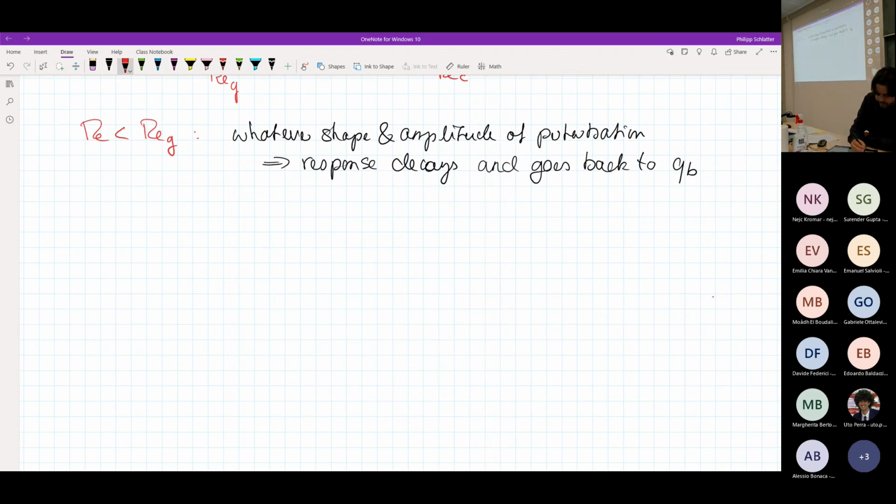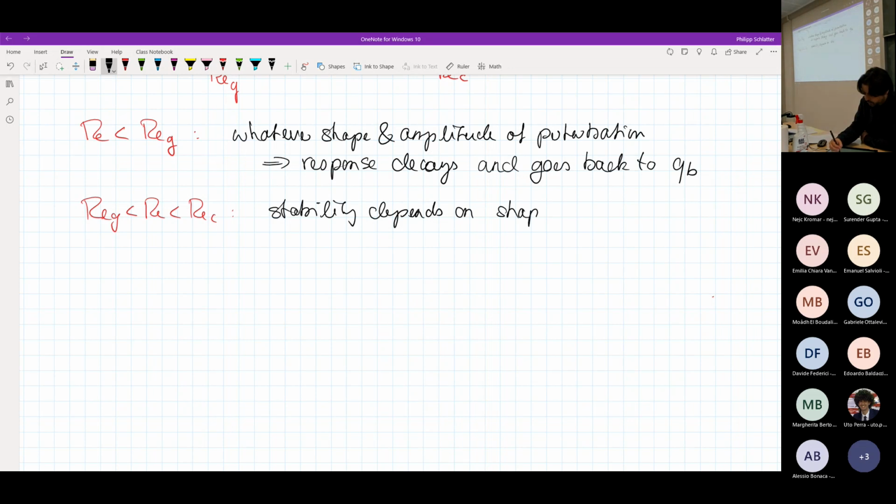On the other hand, if I am somewhere in between Re G and Re C, then it's a bit different. Then the stability depends on the shape and amplitude of the perturbation.